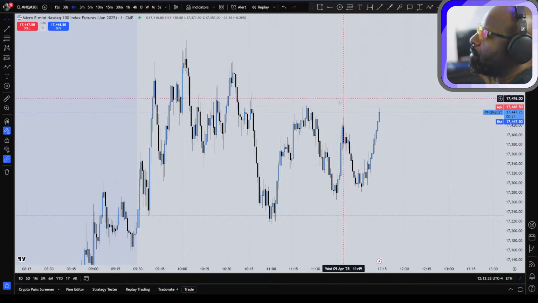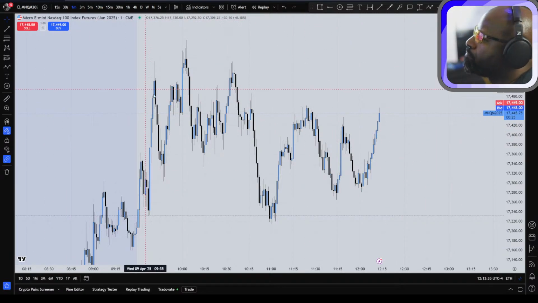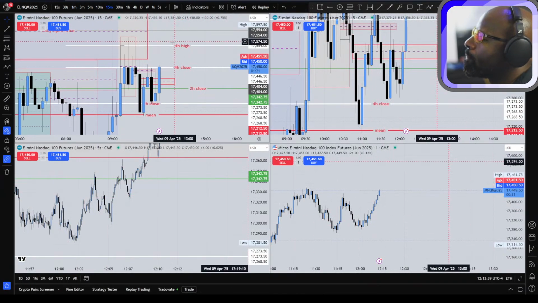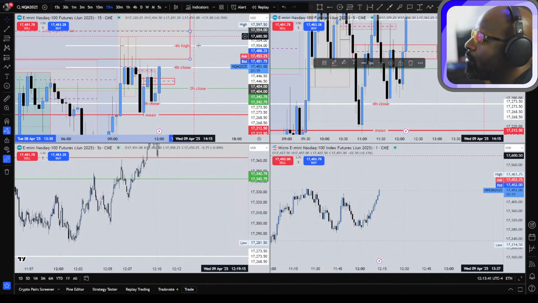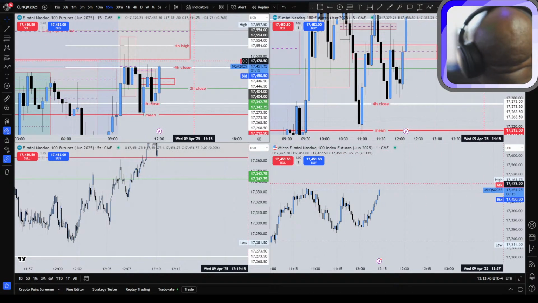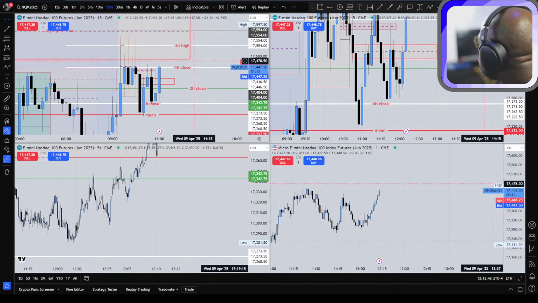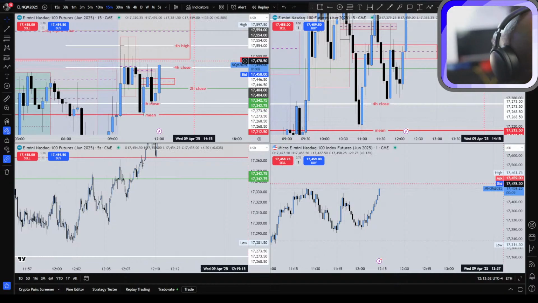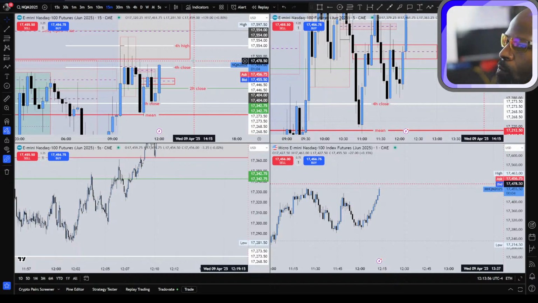Are we running to the mean threshold of that 15-minute candle? Is that what we're finally gonna do? Run right up here and take out all of these highs? Don't know. I don't know.